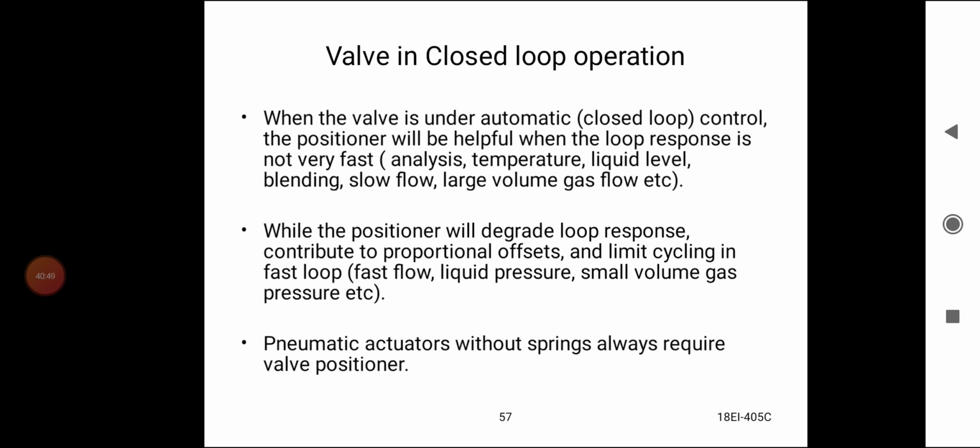A pneumatic actuator without springs always requires a valve positioner. Suppose we are using a pneumatic actuator. Pneumatic means a dry air signal, and the dry air signal corresponds to the stem position. The pressure is converted into stem position, the displacement of the stem or shaft. Without springs, it always requires a valve positioner. When the pneumatic actuator does not have a spring, you can use the valve positioner.